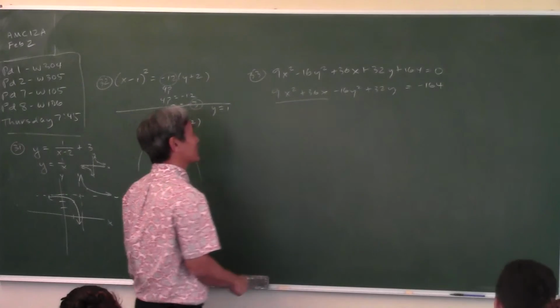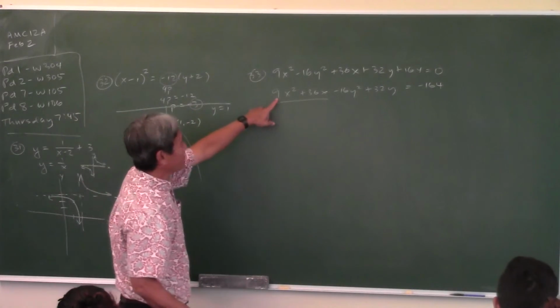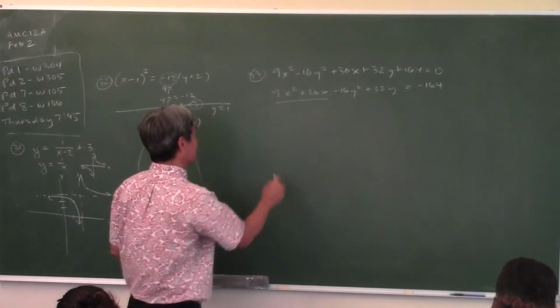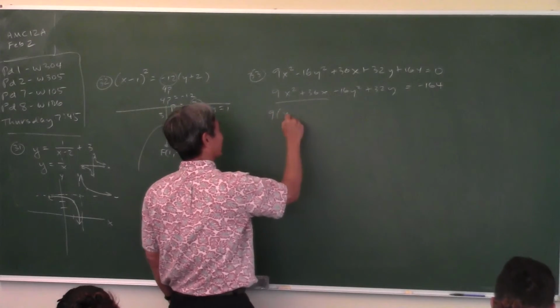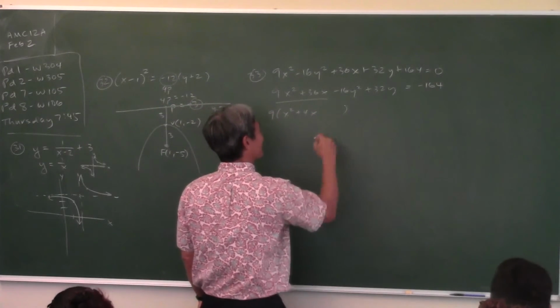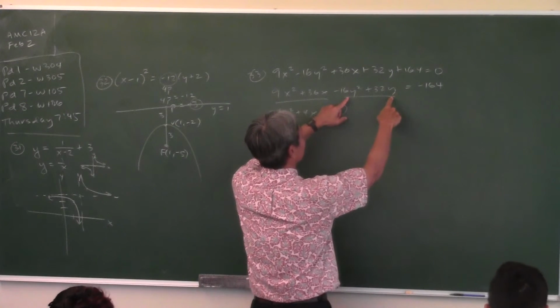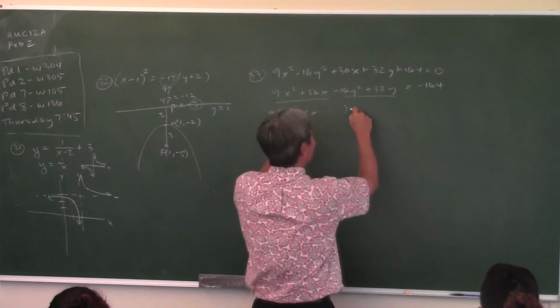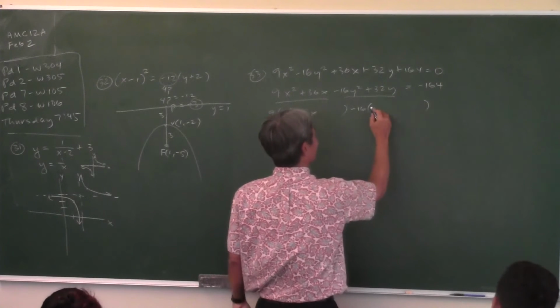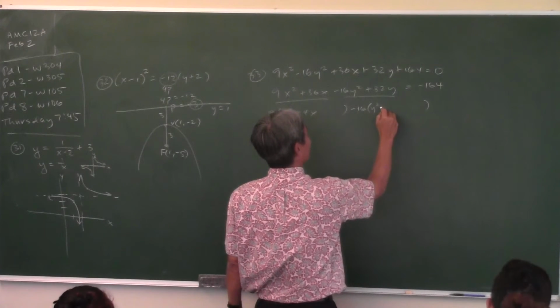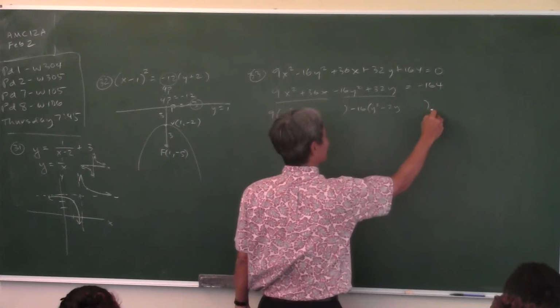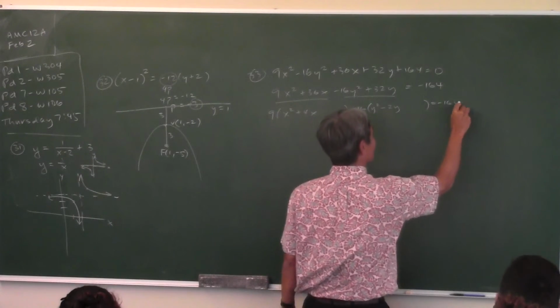Okay, now look at the x terms. Whatever number is in the front, that's what you factor out. So factor out the 9, and then leave a space to complete the square. Now look at the y terms. What can I factor out? A -16. What's going to be left? Y squared minus 2y, leave a space, equals -164.